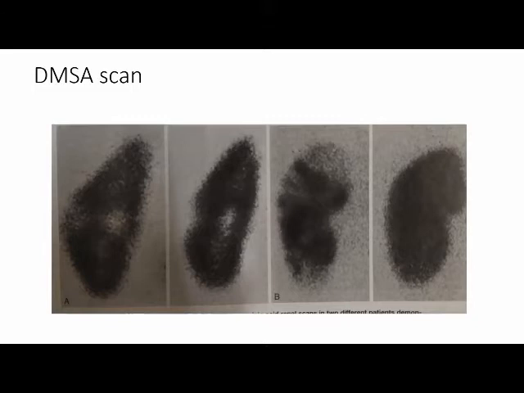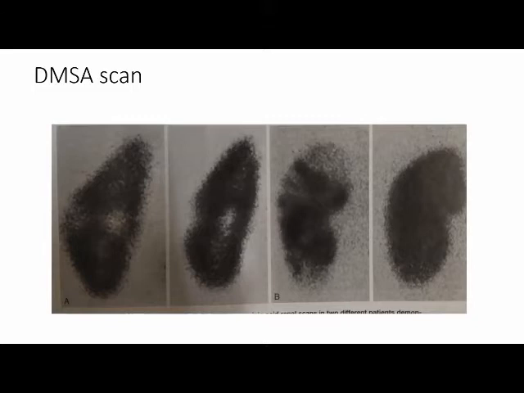Even in the B image, if you see the upper pole and lower pole, the contour is maintained, but there is reduced uptake. In the follow-up, the second image, it has developed into a scar, but in the fourth image, the pyelonephritis has resolved. That is how you differentiate between a pyelonephritis and a scar.